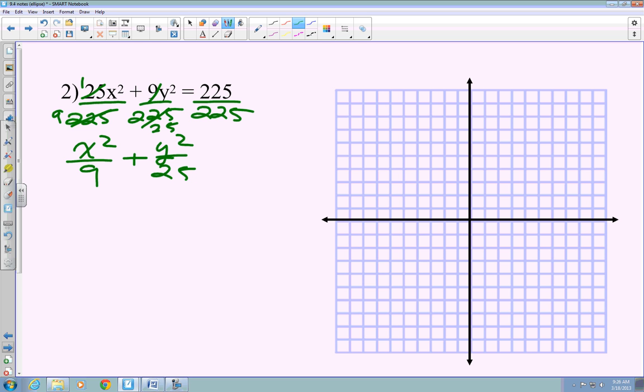Look who decided to show up. Equals 1. Okay. I haven't shown up this one. So, just in time to learn how to graph an ellipse.